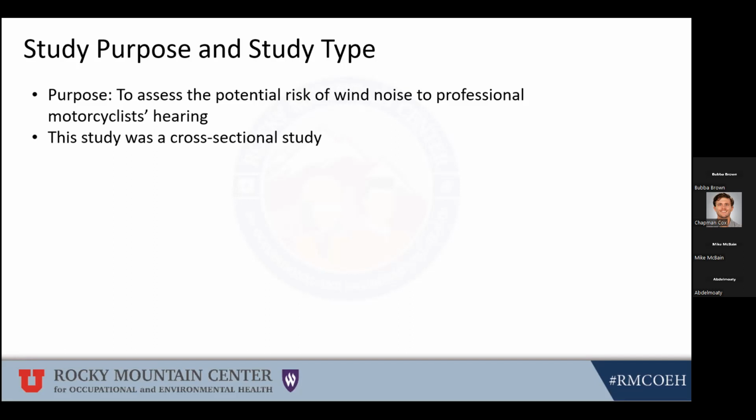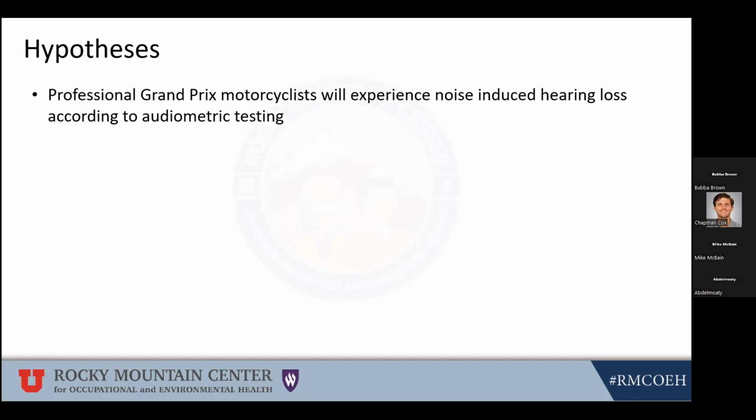This was a cross-sectional study, and to accomplish its purpose, the approach they took was to do a prevalence study. They tried to measure the prevalence of noise-induced hearing loss among these Grand Prix motorcyclists. They met them at an event. There were 100 plus riders there. They recruited about 50 of them. And they measured their prevalence, and we'll get into the methods in a second.